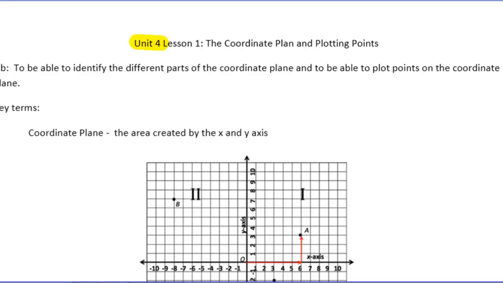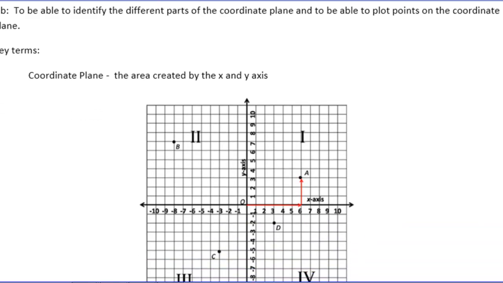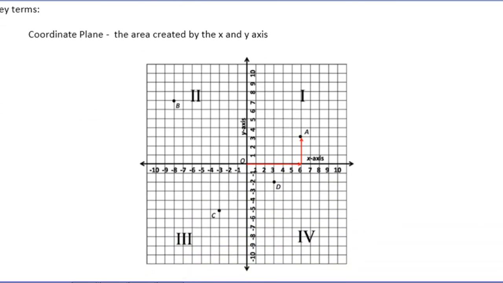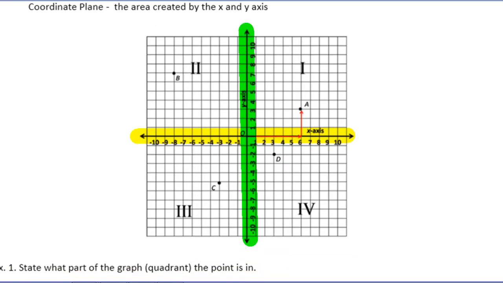Alright, so the coordinate plane is the area that's created by the x and the y axis. The x-axis is the horizontal line that you see right here getting highlighted, and the y-axis is the vertical line that you see right here getting highlighted. So the coordinate plane is created by these two lines, and it creates a grid system that allows us to plot points and know their location.